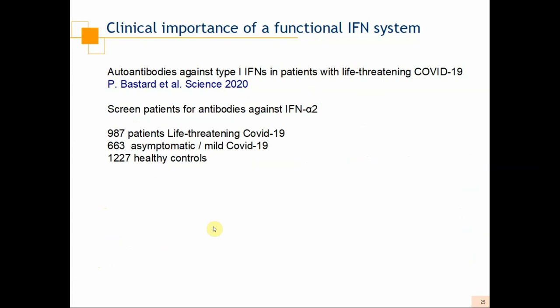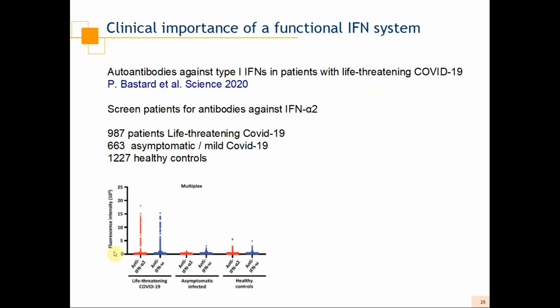Another thing that is also very important, I think this is probably one of the most important papers published last year, was the finding that many of the people with very, very severe COVID-19 infections have autoantibodies against type 1 interferons. So this was a big French consortium who screened patients for antibodies against interferon alpha 2. And they had 987 patients in the case group and 663 controls, either with mild COVID and 1,200 healthy donors.